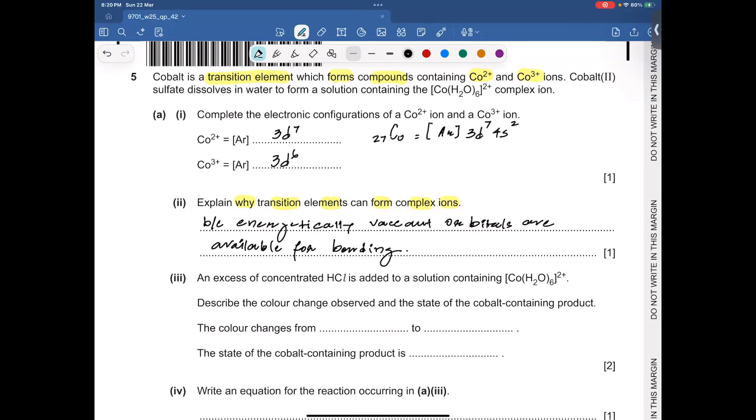Okay. And these vacant orbitals are s, p, and d, because the hybridization for some was sp3 and for some is sp3d2. If you remember, we have done that in the class. Okay.